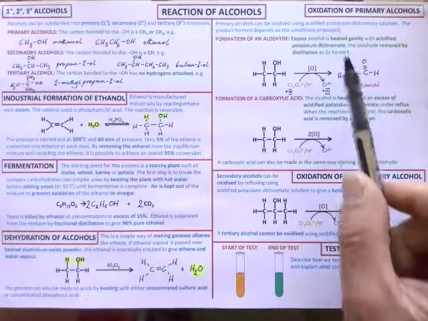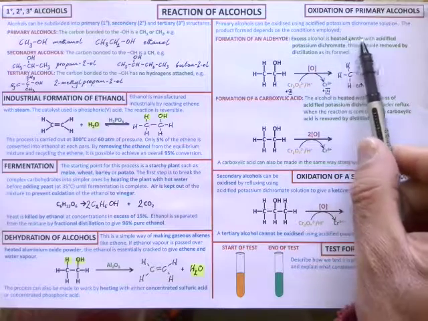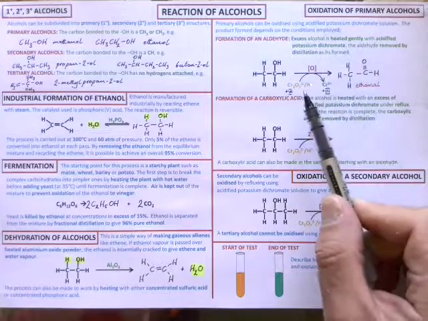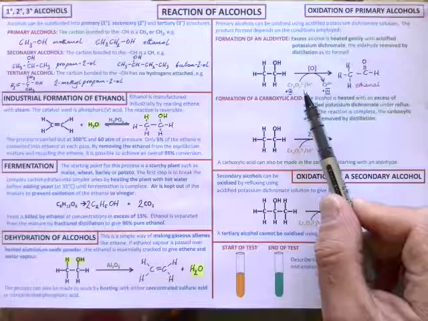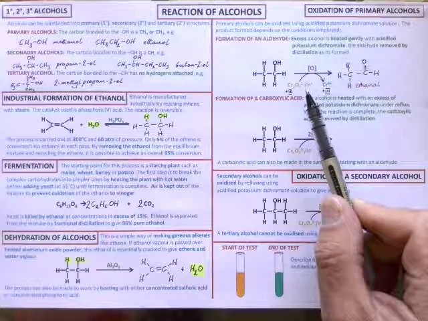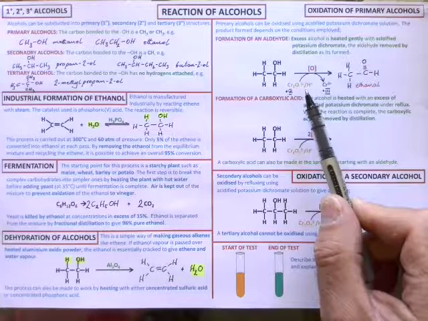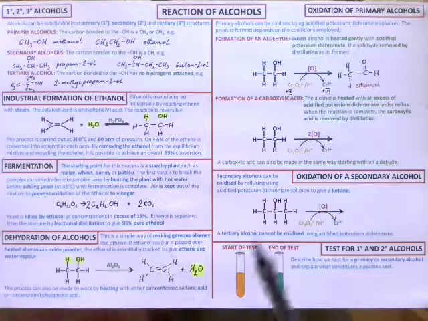Okay, so how do we do this? Excess alcohol is heated gently with acidified potassium dichromate, and we can remove the aldehyde by distillation as it's formed. I'll talk a little bit more about that in a minute.